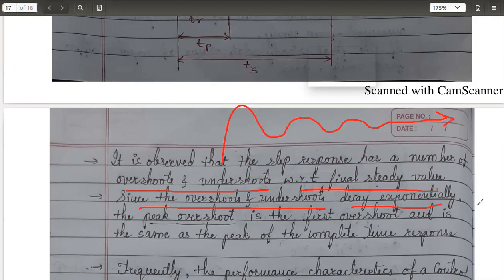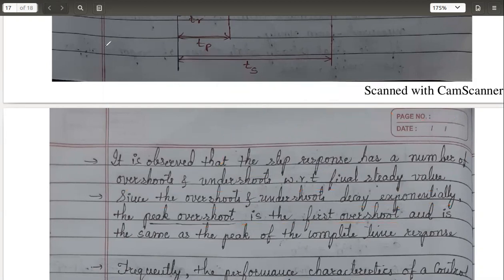Since they are decreasing exponentially, the peak overshoot is the first overshoot. Because you have many overshoots, second time, third time, and here also a small increase, that is the fourth time. However, peak overshoot means the first time the system changes and attains the highest value. That is called peak overshoot. So let us see some of these parameters one by one.